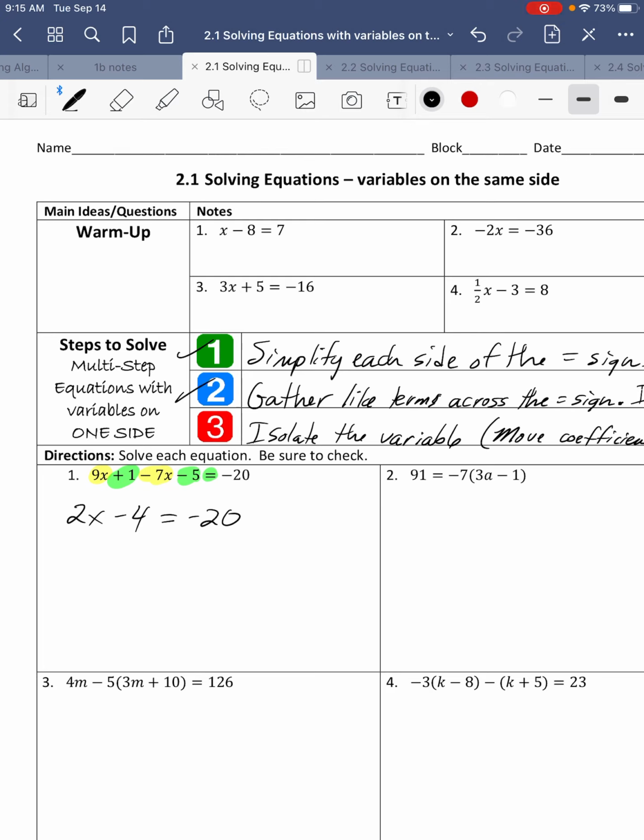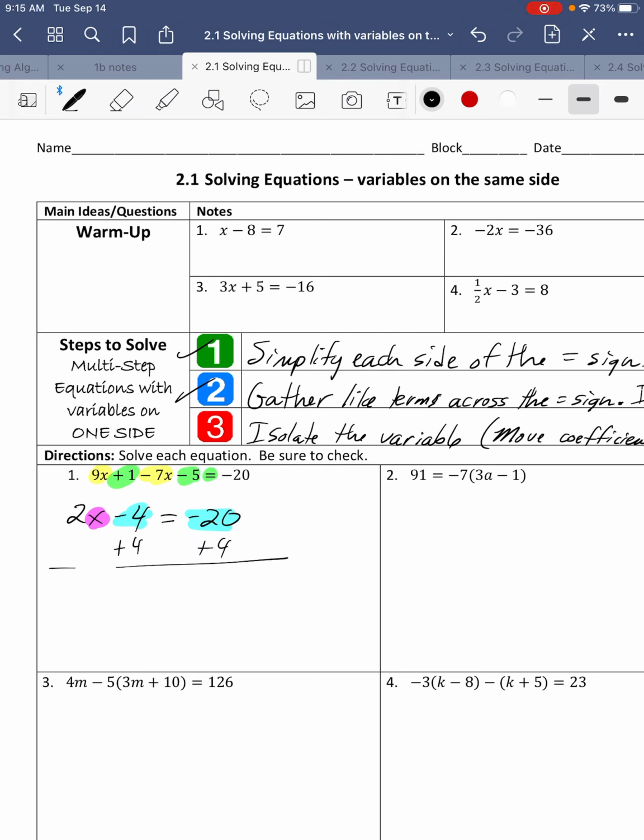Simplify each side. Gather like terms across the equal sign. Look for your like terms now across the equal sign. We have negative 4 and negative 20. Those are your constant terms. Those are your like terms. So you're going to do the opposite. You're going to move everything away from the variable, because the variable is your goal here.